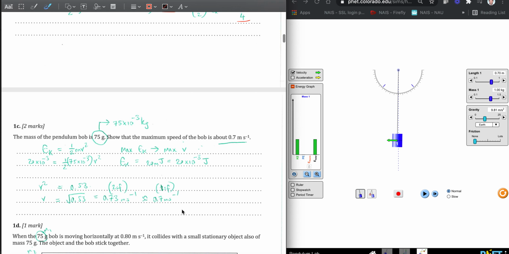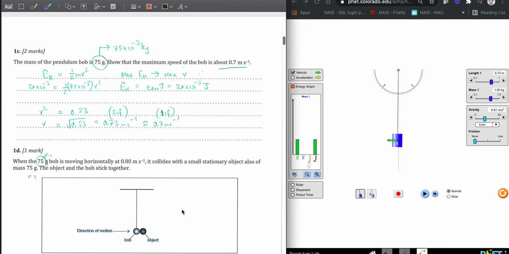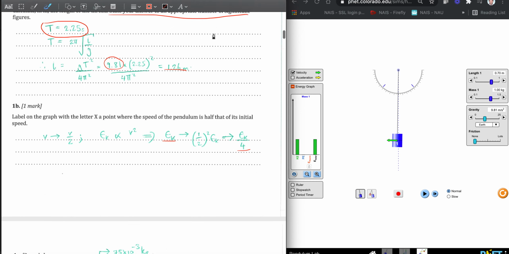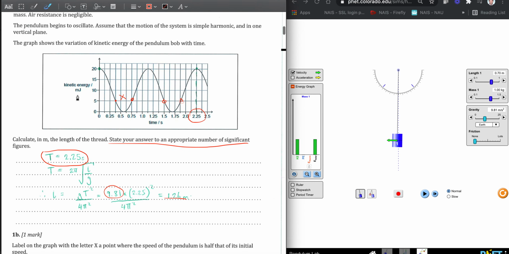We're then asked to consider the mass of the bob and show that its maximum speed is about 0.7 meters per second. Here we're just going to do a simple use of Ek equal to half mv squared. That's our kinetic energy equation. And we're going to just take a second to remember that the maximum speed comes when we have the maximum kinetic energy. So we're just going to come back and check our maximum kinetic energy. Maximum kinetic energy, 20 millijoules.